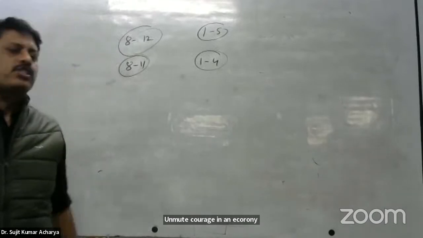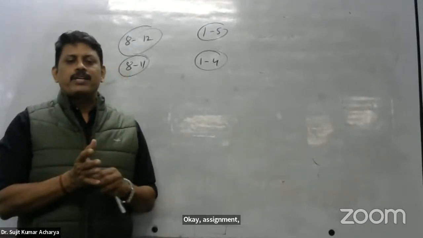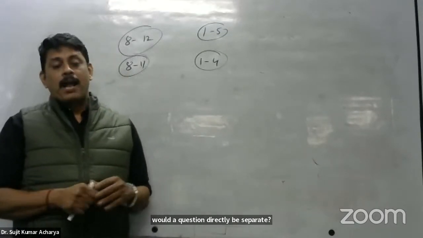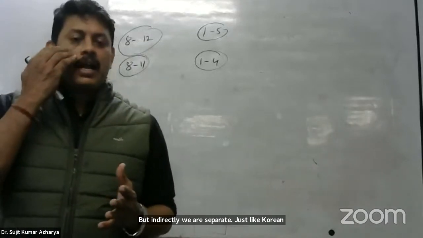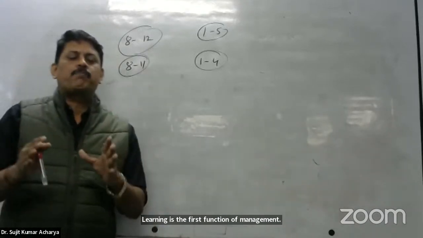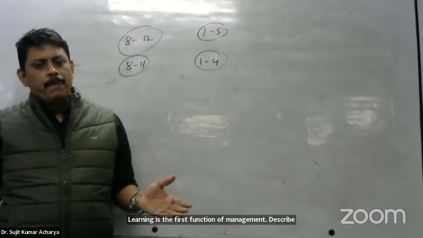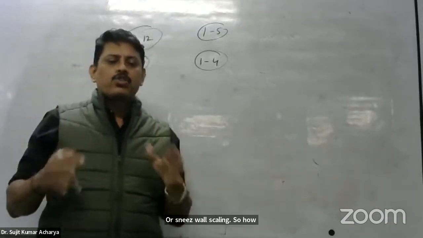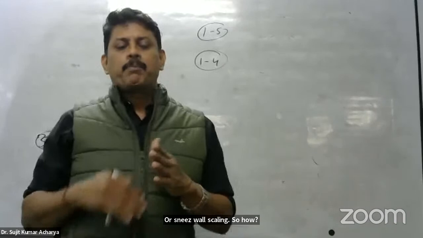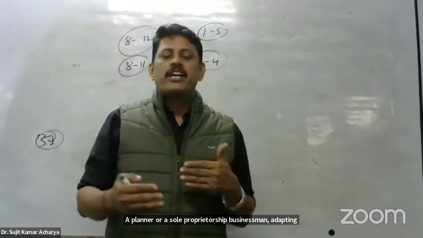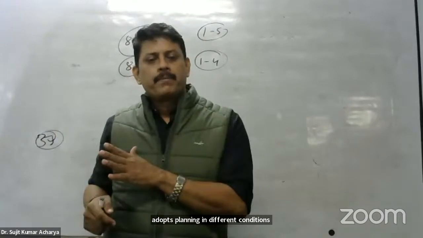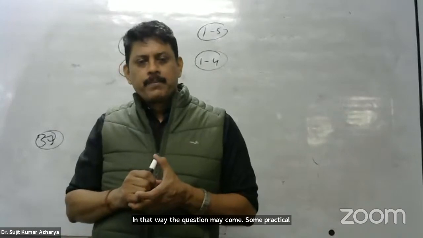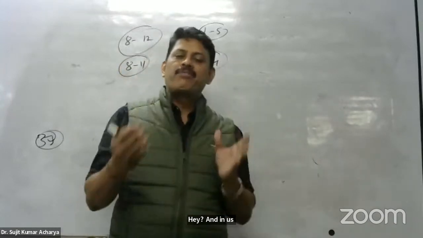Okay, assignment example, see, suppose for example a question may come directly but may also come indirectly. For instance, planning is the first function of management. Describe the different types of planning adopted in a manufacturing unit or in a small scale unit. So how a planner or a sole proprietorship businessman adopts planning in different conditions. In that way the question may come. Some practical oriented questions may come, and the university examination may also have questions in that form.